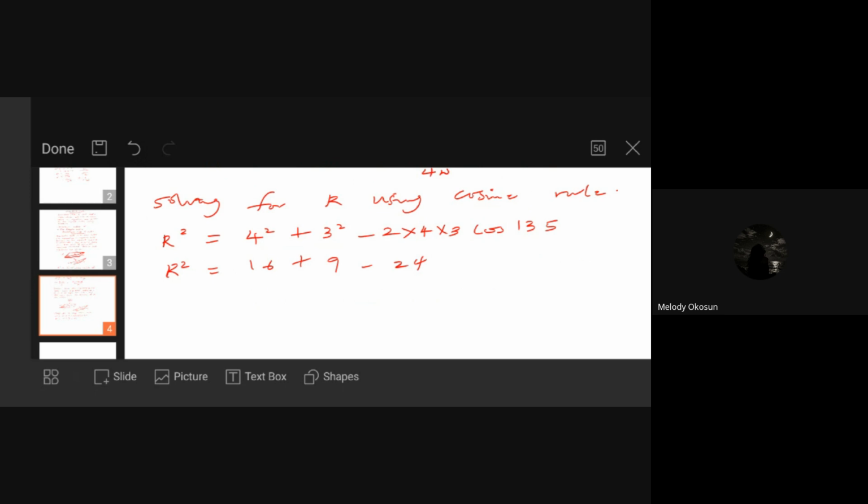And we have 24 cosine 135. You see that? So our R square becomes 16 plus 9. That will give us 25. We have 25 minus 24 cosine 135. So I can't say 25 minus 24, no. I have to first find the value of this, because these two things are multiplying themselves. And of course, before you can subtract, you have to first multiply.